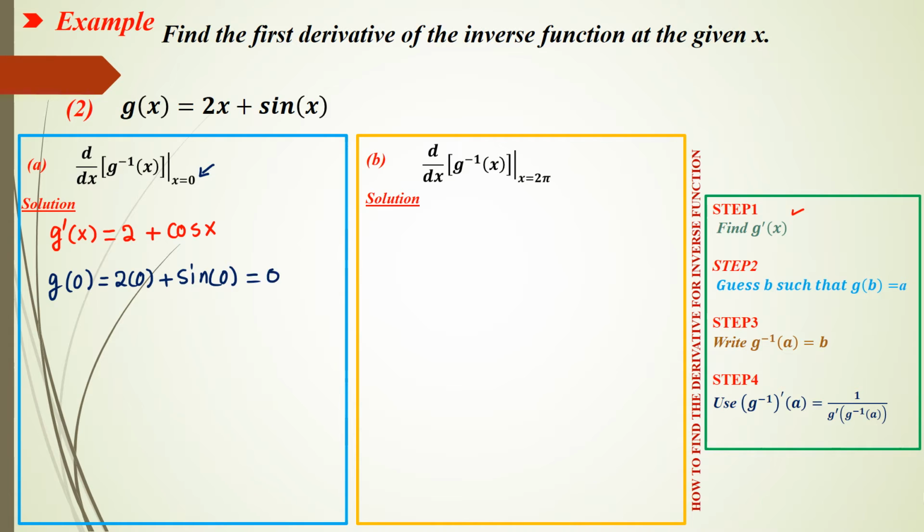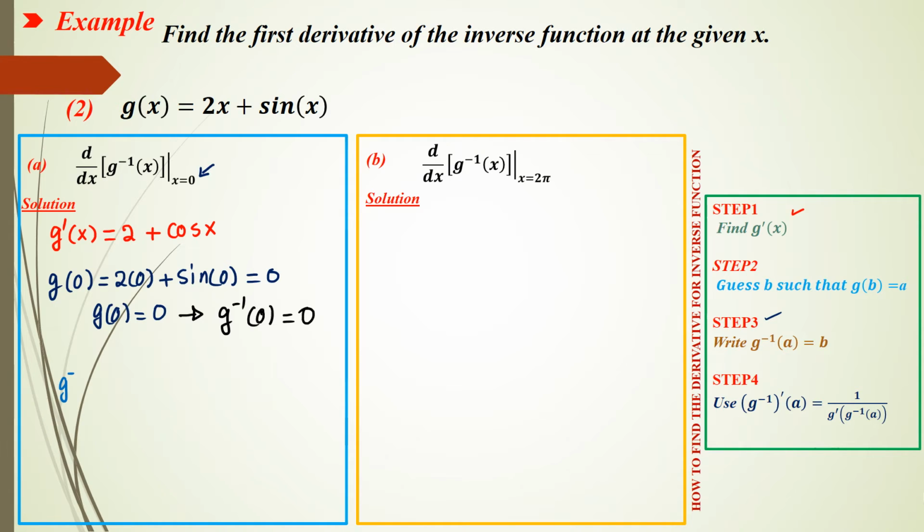And this is equal to 0. So g of 0 equals 0 by guessing. Now you have to go to step 3 and rewrite g of 0 equals 0 as g inverse of 0 equals 0. Now the final step, you have to find the derivative of the inverse function at x equals 0.